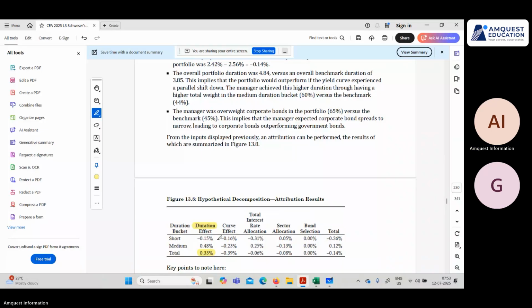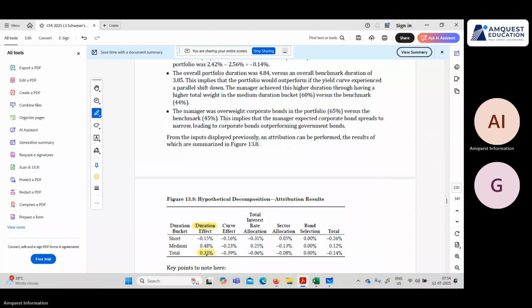Yes or no? Yes. So he was long on medium-term bonds, and medium-term bonds actually outperformed the short-term bonds. I was underweight short-term. It gave me a negative return, and I was underweight that, so it was a good bet. In medium-term bonds, I was long, and they outperformed, so it's a right bet. Ultimately, in terms of duration, my speculation was right, and the yield curve indeed fell.